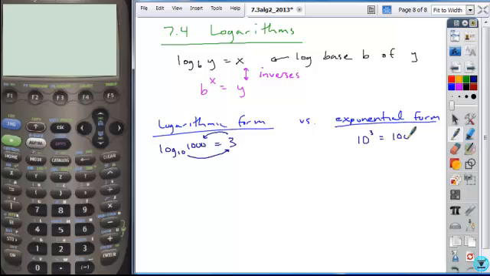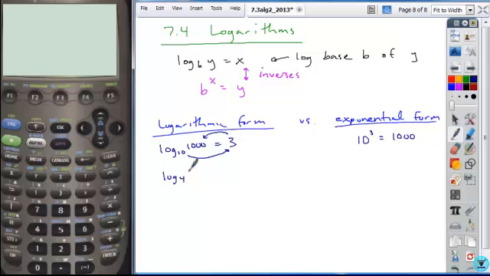And now, is this a true statement? Is 10 cubed equal to 1,000? Yeah, and that's a statement that you're more familiar with, right? So you can take a logarithmic form, rewrite it in exponential form, and it makes a little more sense to you. Okay, so let's take a look at another log form.